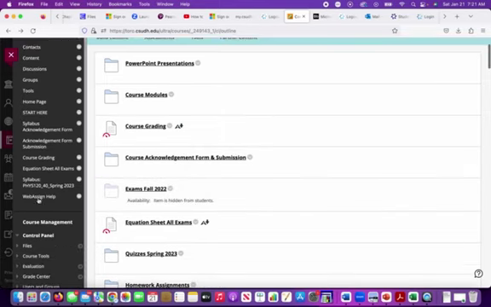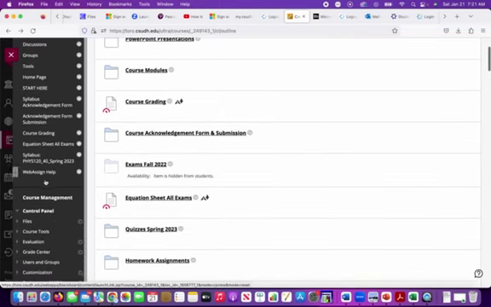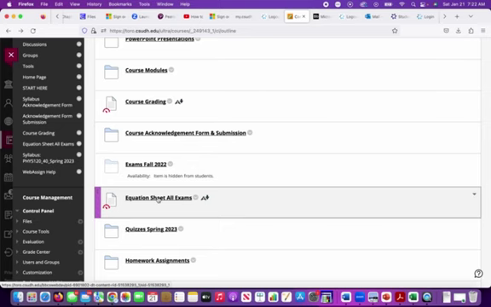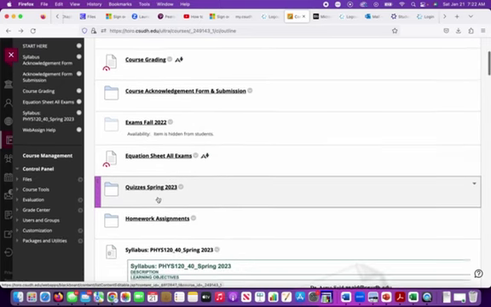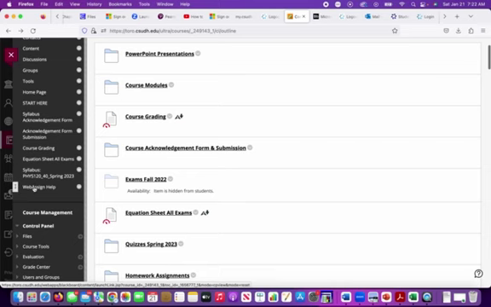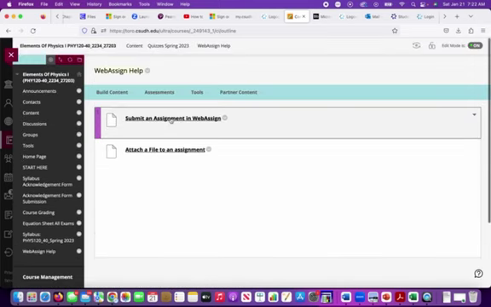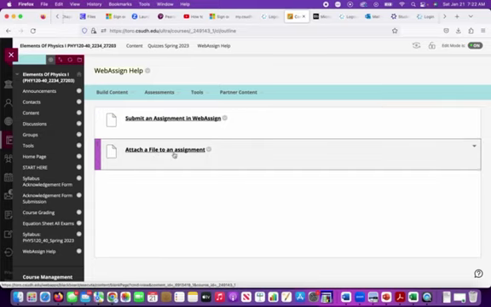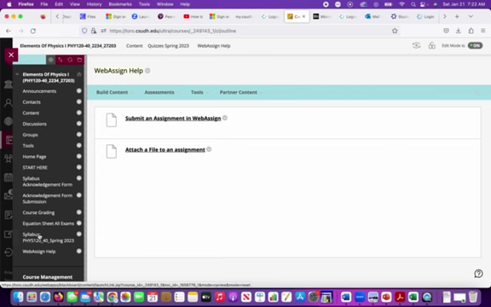The exams, you will see a link here that is going to show you exams. Here there is the equation sheet that is going to help you, and here the quizzes and the homework assignments. Here also I added a link called WebAssign Help. These are videos to help you how you're going to submit an assignment in WebAssign and how to attach a file to an assignment in WebAssign as well, because you might have free response questions.